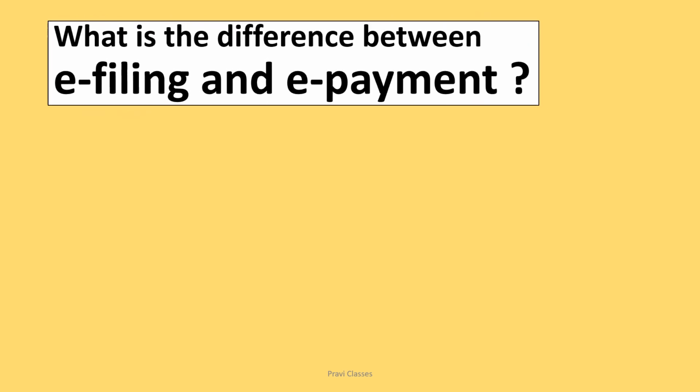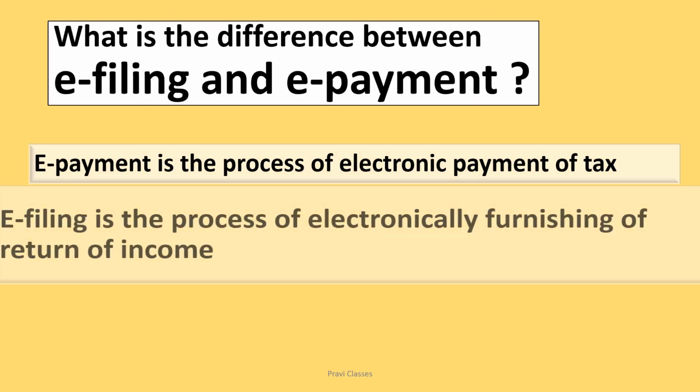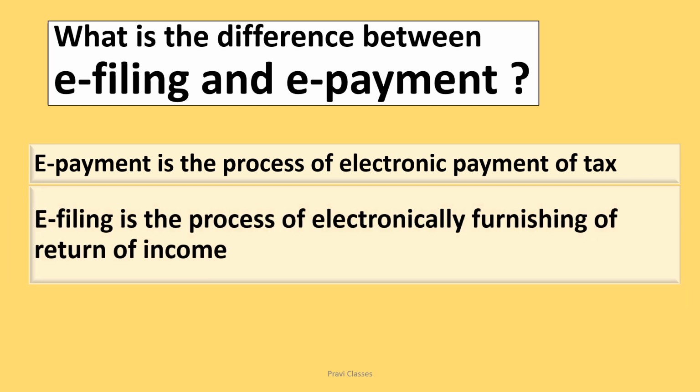What is the difference between e-filing and e-payment? E-payment is the process of electronic payment of tax. E-filing is the process of electronically furnishing of return of income.